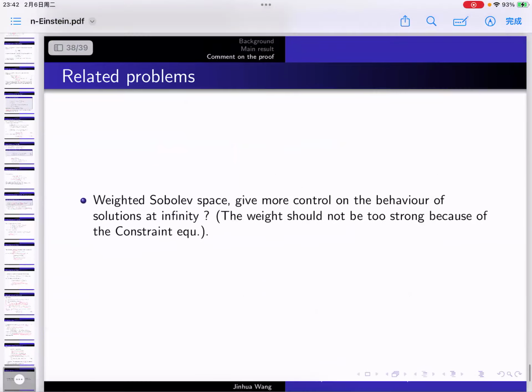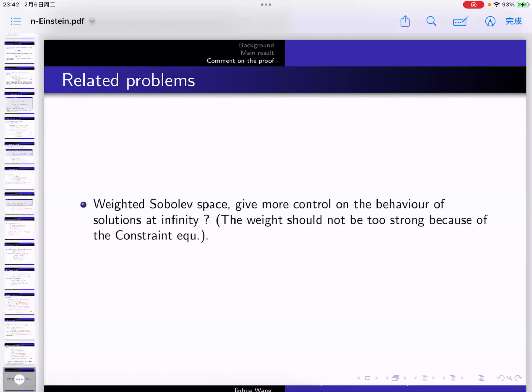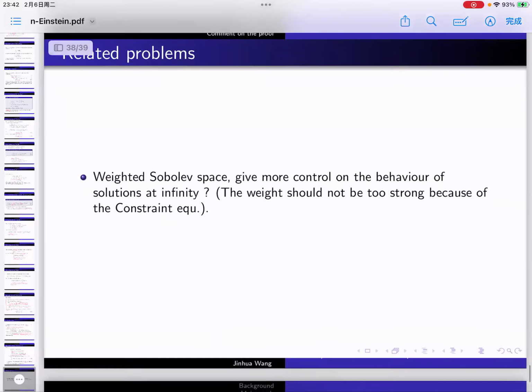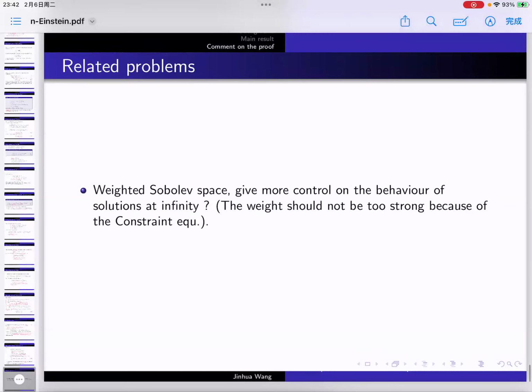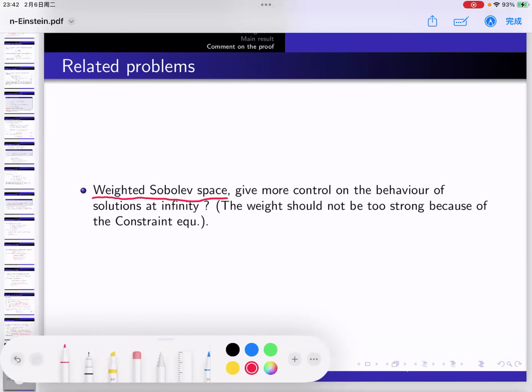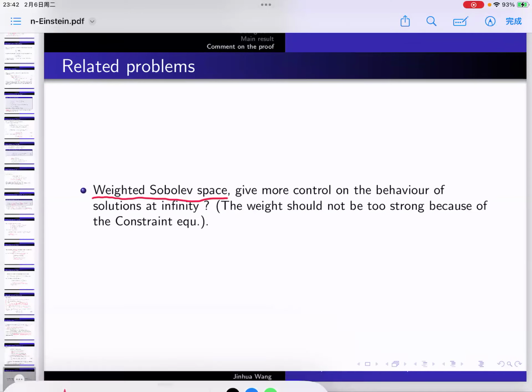And finally, there's also some related problem. I think the most relevant one is if one can consider this kind of stability result in some weighted Sobolev space to give more control on the behavior of solutions at infinity. And because of the constraint equations, when the weight should not be too strong, this is the most difficult part.